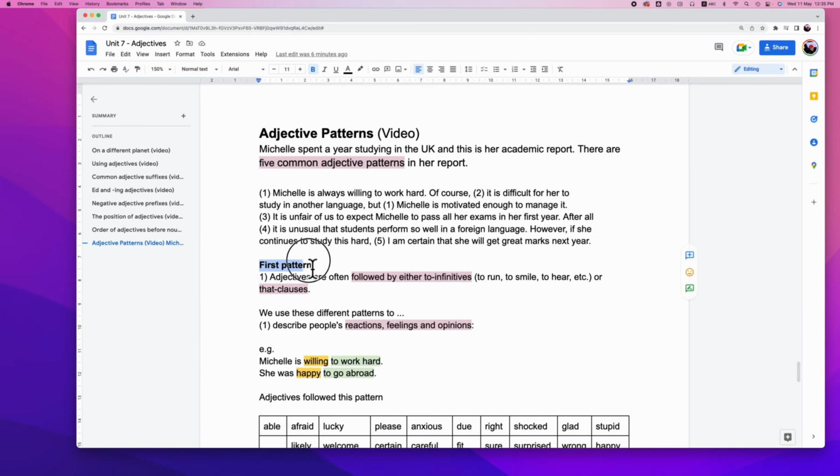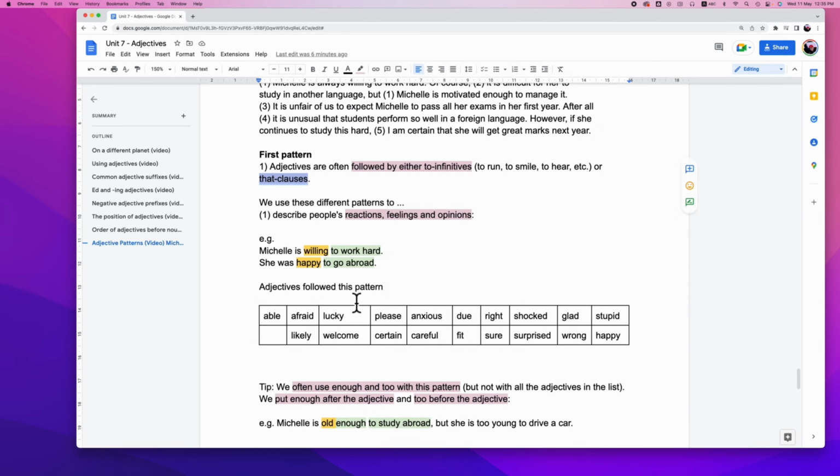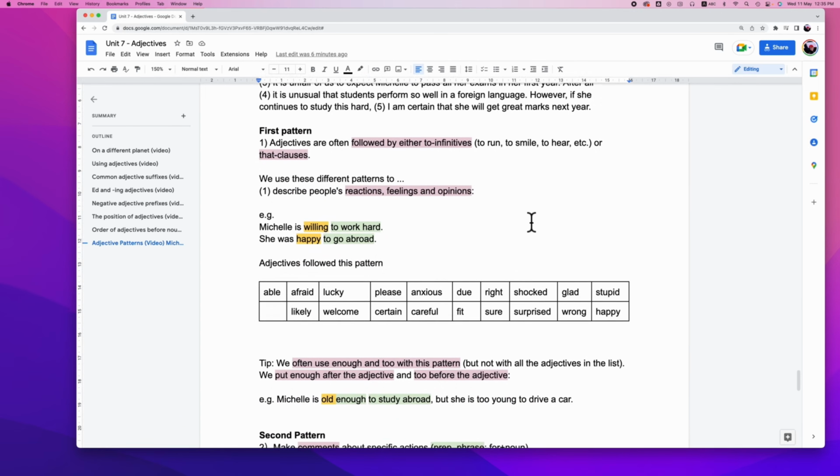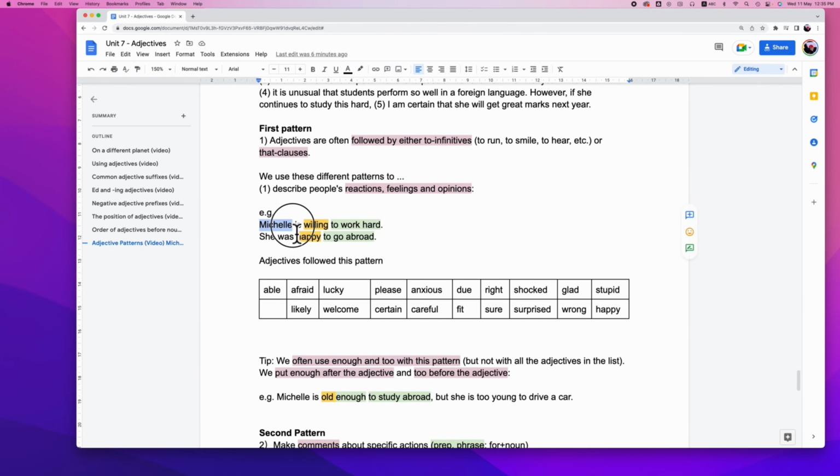Now, the first pattern: adjectives often followed by either a to-infinitive or a clause starting with that. We use this pattern to describe people's reactions, feelings, and opinions. For example, Michelle is willing. The adjective willing is followed by to work hard. She was happy to go abroad.